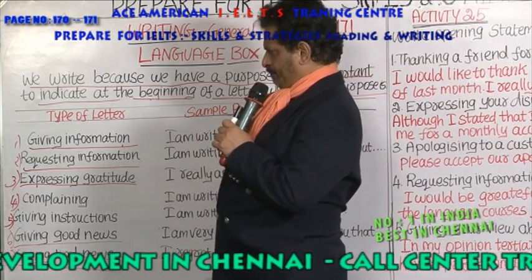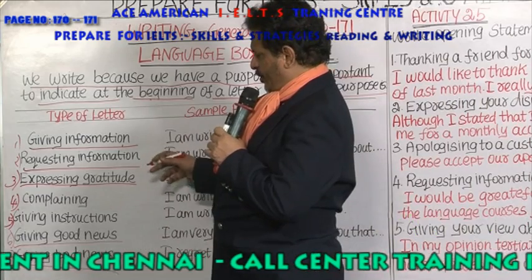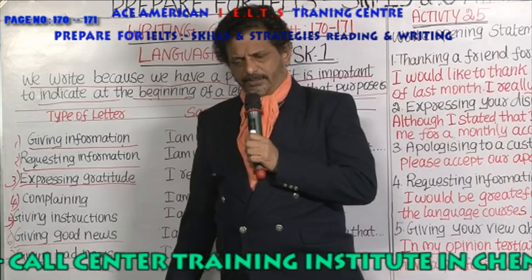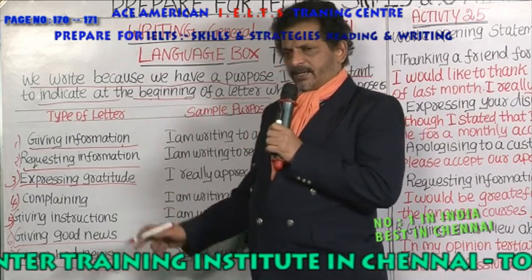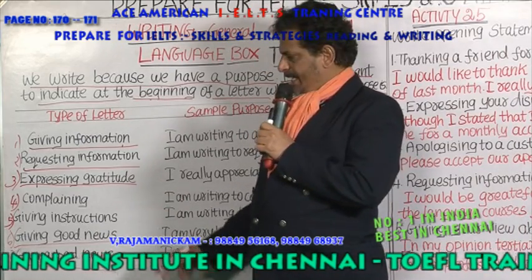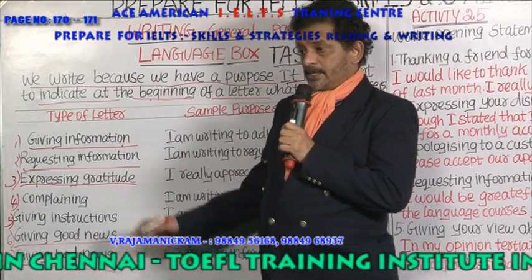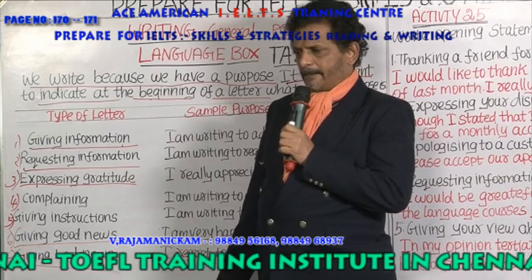So 7 types of letters are there: giving information letter, requesting information letter, expressing gratitude letter, complaining letter, giving instructions letter, giving good news letter, and giving bad news letter. These are the 7 types of letters.